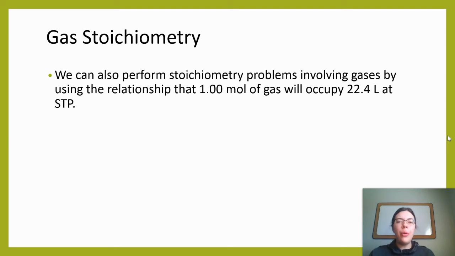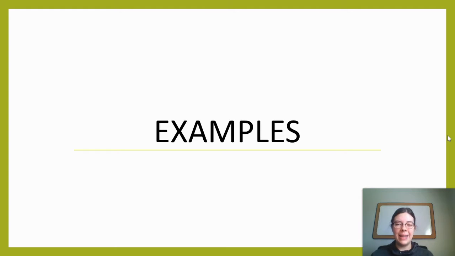We can perform stoichiometry problems involving gases by assuming that we are at STP. Remember, STP stands for standard temperature and pressure, which is a temperature of 0 degrees Celsius or 273 Kelvin and a pressure of 1 atmosphere. At those conditions, 1 mole of gas occupies 22.4 liters. That is the relationship we use with our stoichiometry problems with gases: 1 mole is equal to 22.4 liters. So let's see this in practice.